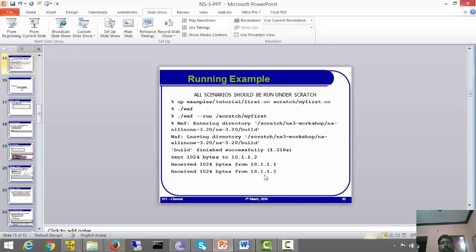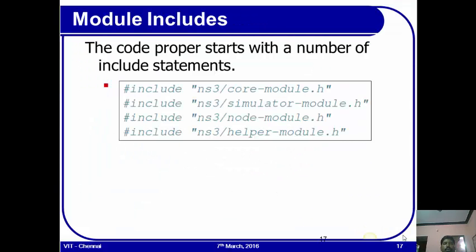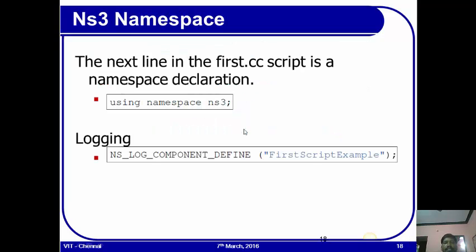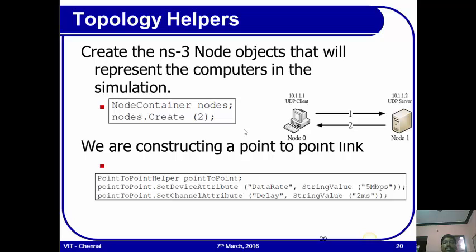So this is what the same output represented over there. When it comes to the modules, for clarity, this is what the setup module header files have included. This is for the log component. This is how the main starts, capturing the 2 nodes we have created, one for client, another for server.